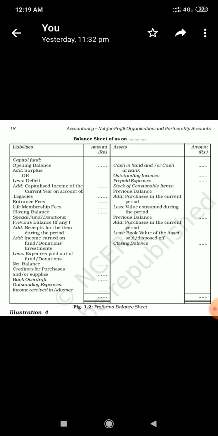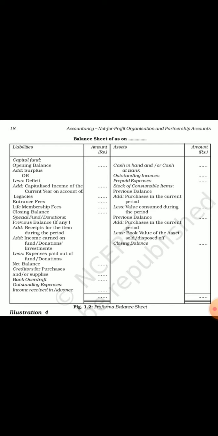Then credit for purchase and or surplus, bank overdraft, outstanding expense, income received in advance. These are the heads which we are going to show on the liability side. Now I am going to the asset side.